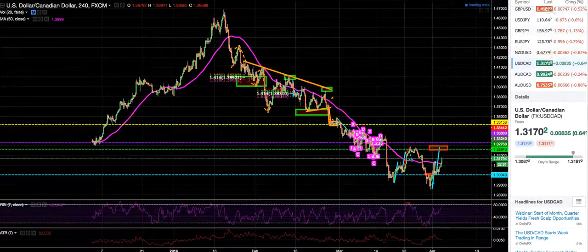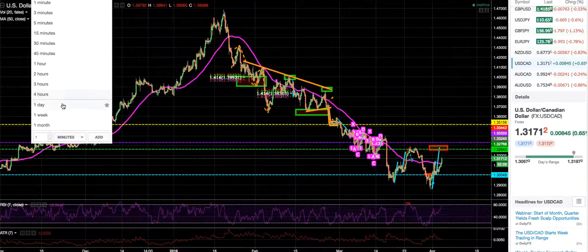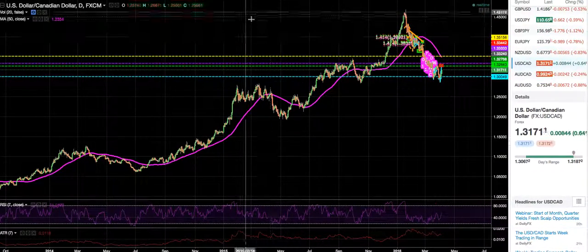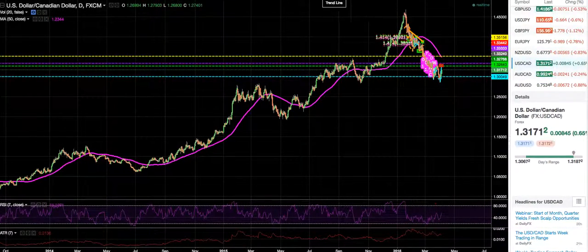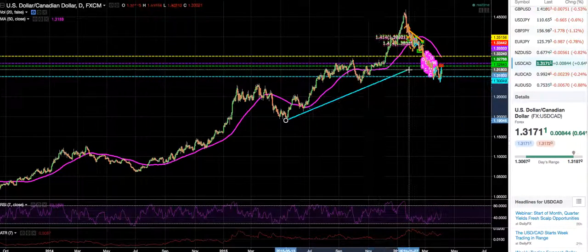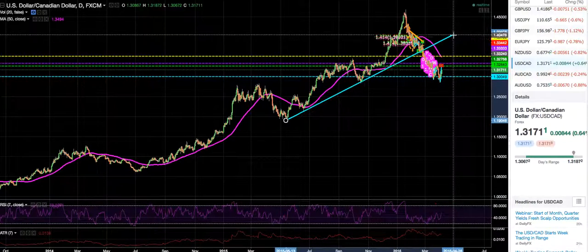And let's check out the daily, where I was drawing in the trend line. Yep. As you could see right here, this was an old trend line, but on the daily, a trend line, room, right here.